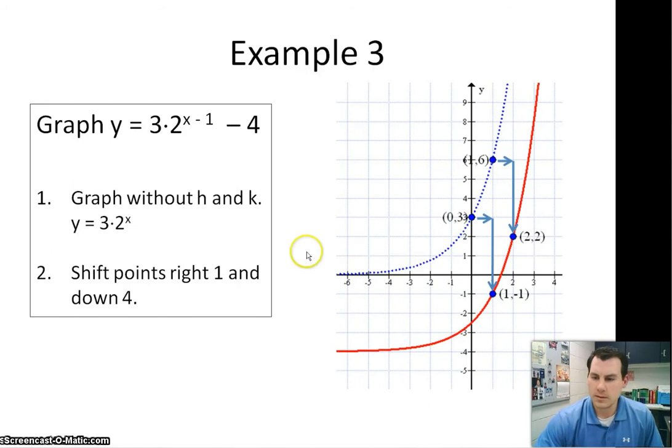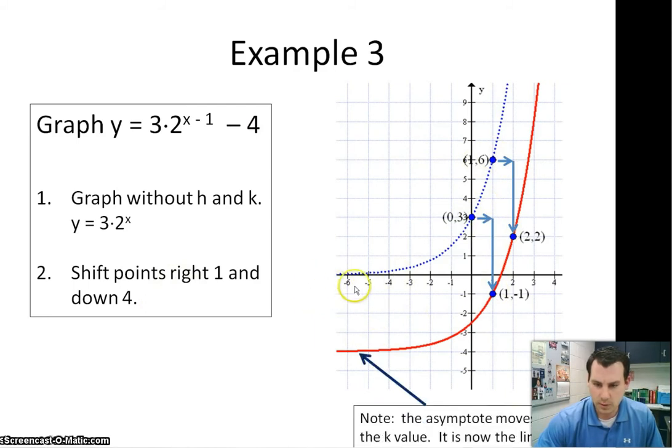Okay, I had to pause there, so it might seem a little glitchy. So anyway, the points I plotted were (0, 3) and (1, 6), and because h is 1, we're going to shift it right 1, and k is negative 4, so down 4. So you can see how the points get shifted. And not only that, but the asymptote that was at 0 also gets shifted. It shifts with k. So if k is negative 4, it's going to shift down 4. That's the new asymptote. So you draw straight along that line, curve it up through your points, and it goes up.